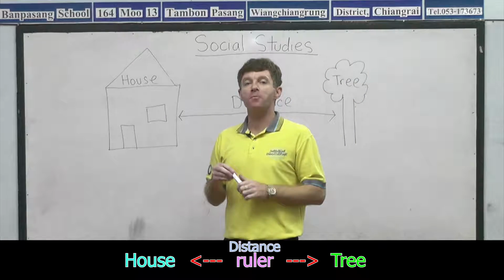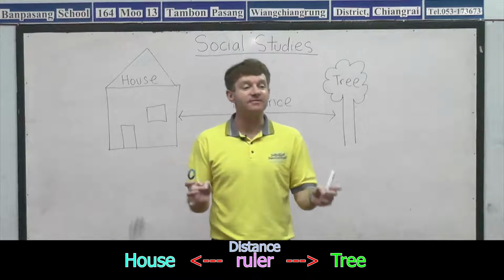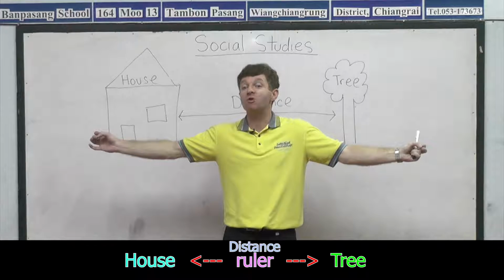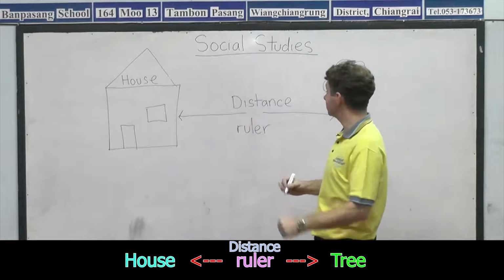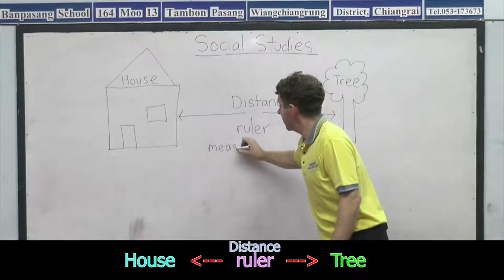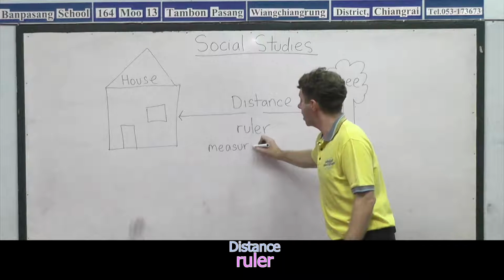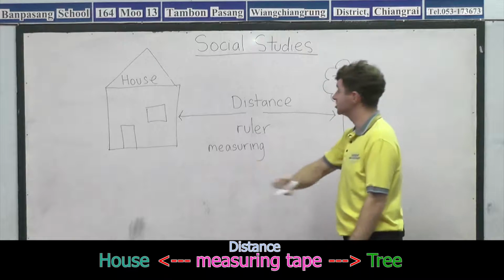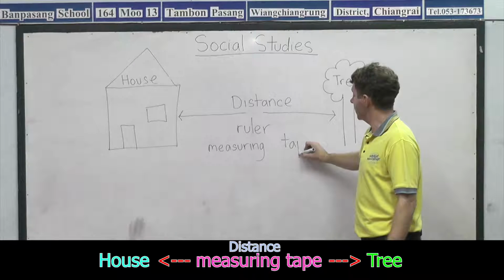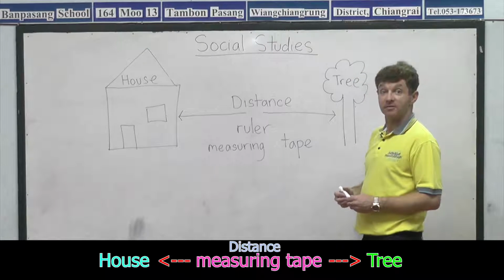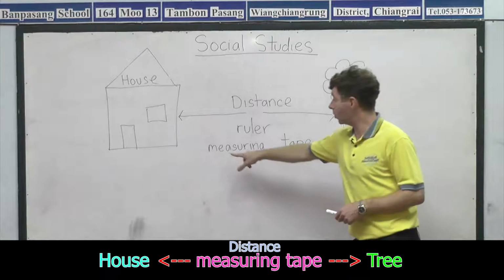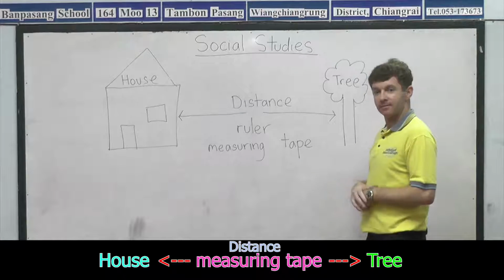What other types of objects could we use to measure distance? We have ruler. How about a measuring tape? Excellent. Measuring tape. M-E-A-S-U-R-I-N-G. Measuring tape. Excellent. We've got two good units of measurement here. We have ruler or measuring tape.